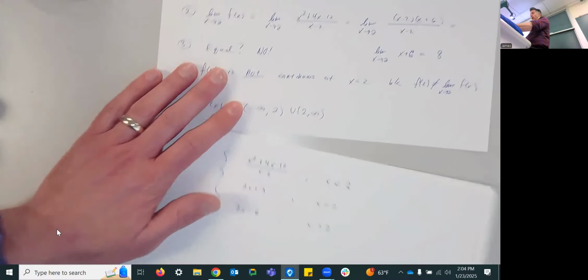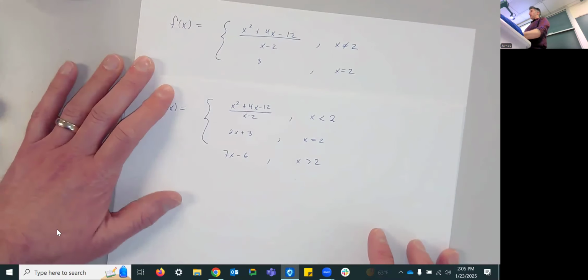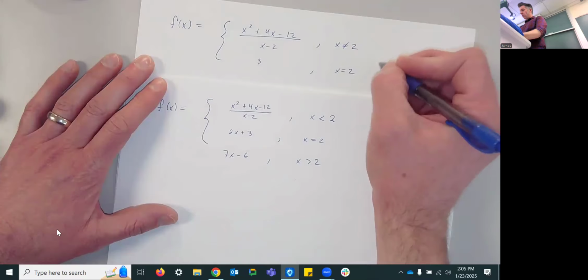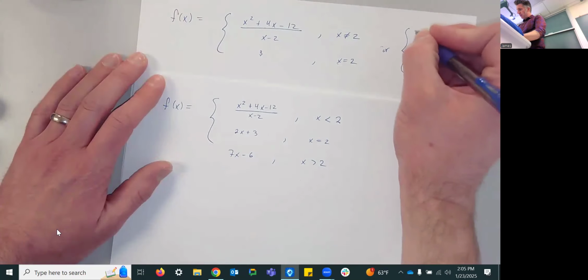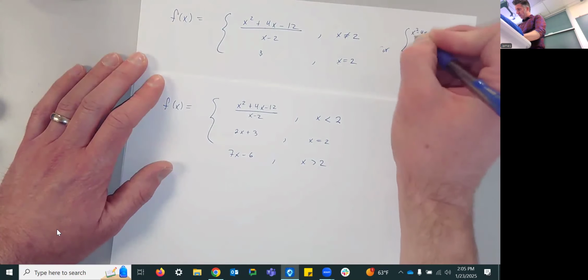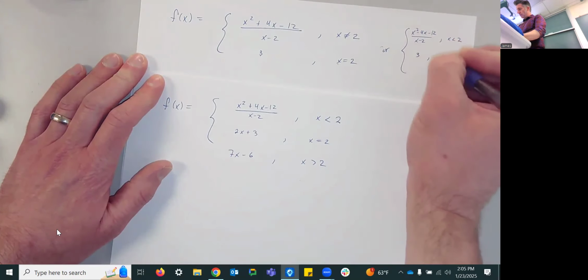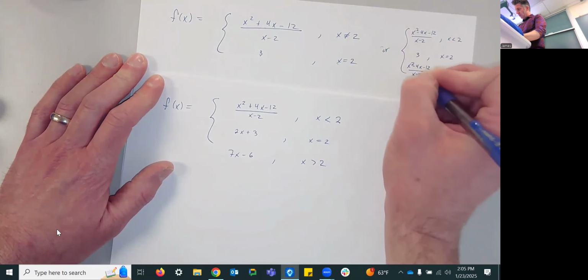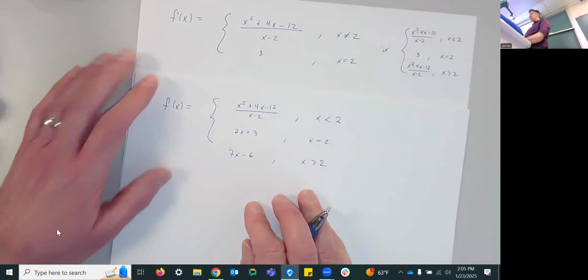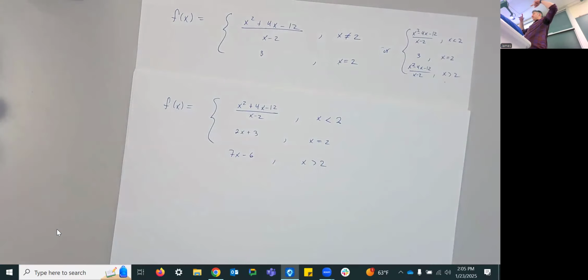Whereas, although no one would write it this way, this previous function is defined to be the same thing on the left side of 2 and the right side of 2. You could have written this as, although everyone would be super annoyed with you if you did, x squared minus 4x minus 12 over x minus 2 when x is less than 2, 3 when x is equal to 2, and then x squared minus 4x minus 12 over x minus 2 when x is greater than 2. But since it's the same piece on the right side of 2 and the left side of 2, we don't do the one-sided limits because it's the same thing on either side. We just do the single double-sided.